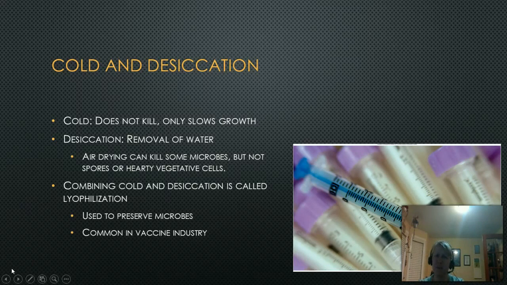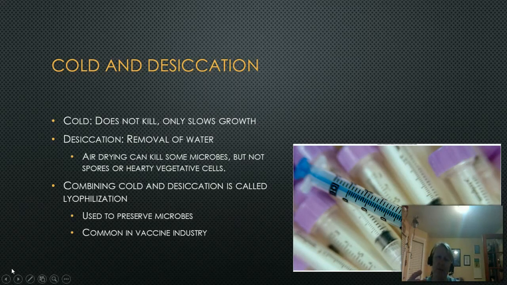We store them in a freezer, usually with a bunch of chemicals to help them survive a little better, but they don't necessarily die. And some, like when we talk about the psychrophiles and the psychrotrophs, they actually still grow. So it's really important that you know that cold is not necessarily the answer. One aspect of this can be desiccation.